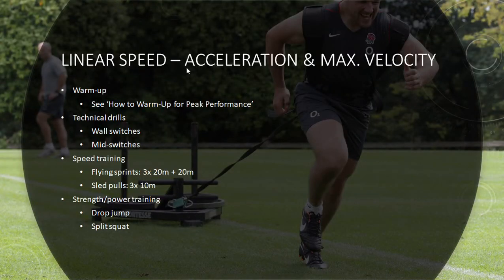So example 1 is linear speed day. So we're going to be working on acceleration and maximum velocity, for example, in this session. So basically we'll do our warm-up, again, see the video if you want. Our technical drills, so we might have something like wall switches and mid switches. So wall switches are in the strength and conditioning exercise library on this channel if you want to check it out. And so are mid switches, but essentially these are linear running drills, so wall switches will work more on the acceleration positions, whereas mid switches are going to work on that maximum velocity upright posture.